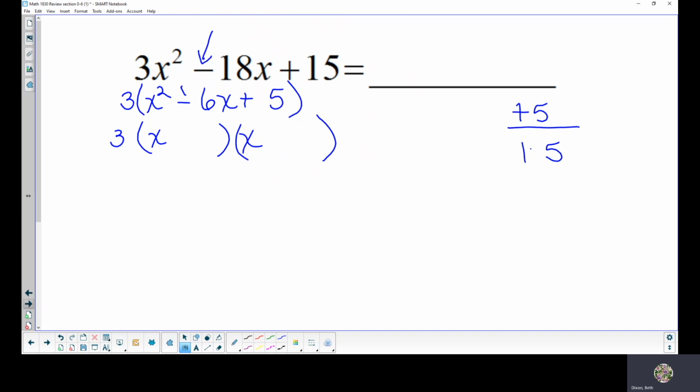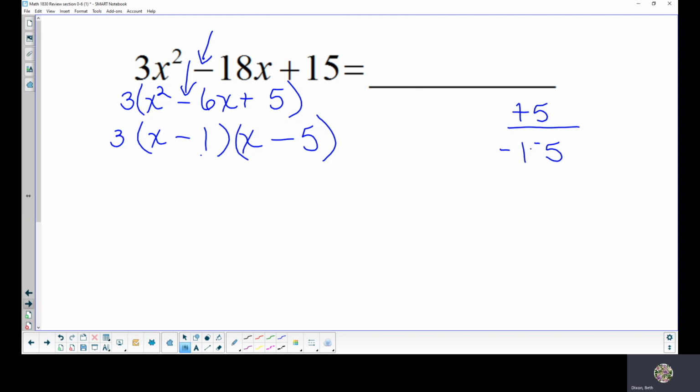Our middle term is a negative. So these need to be a -1 and a -5. Does -1 times -5 give me a positive 5? Well, a negative times a negative gives me a positive. 1 times 5 is 5. So yes, a -1 and a -5 multiplied to give me a positive 5.